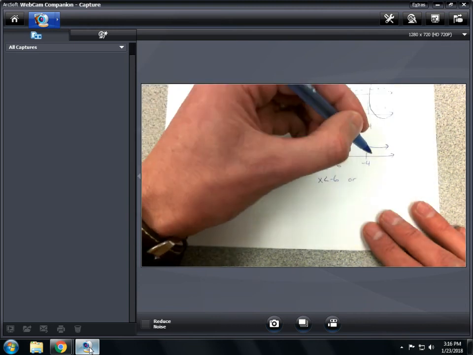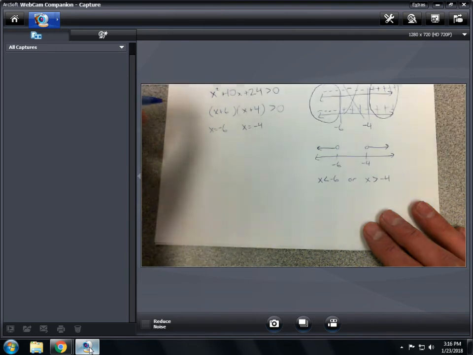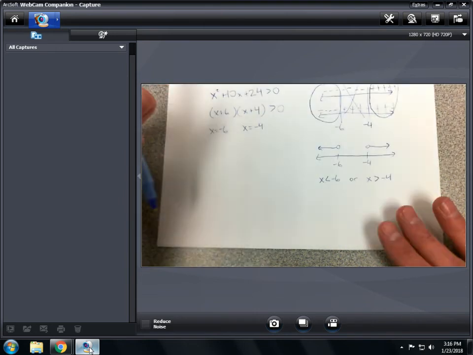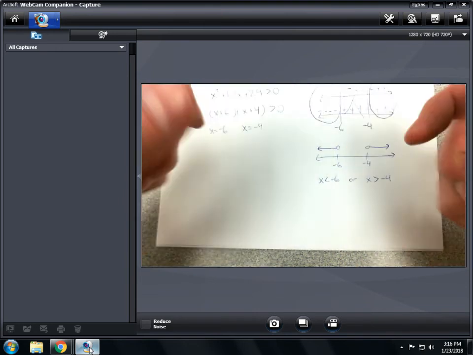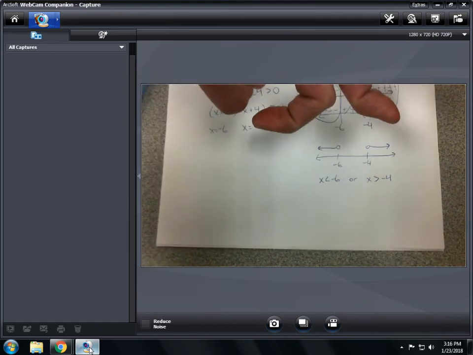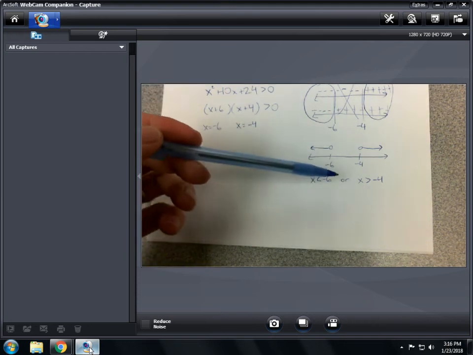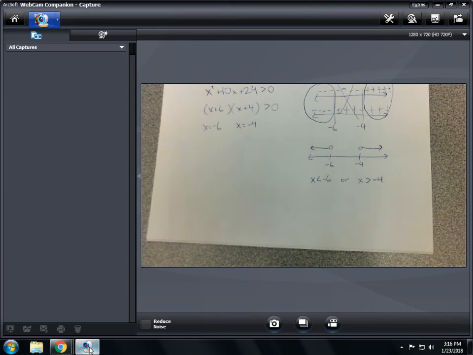Or x could be greater than -4. You'll notice the "or" gave me arrows, and you can't really see my thumbs very well, going in opposite directions. They're sort of like that. So "or" is going to give us arrows going in opposite directions because you can't have a number that's less than -6 and greater than -4. It just doesn't work. And so "or" is when your arrows go in opposite directions like this.